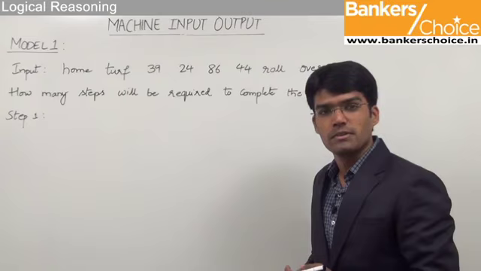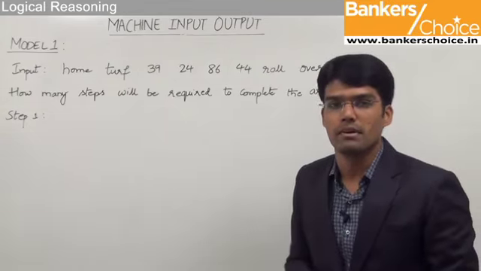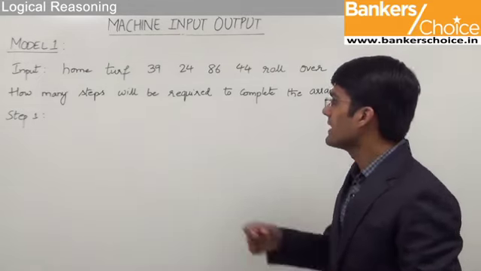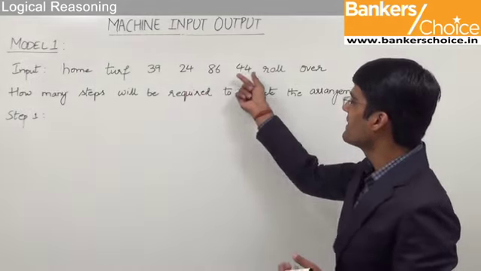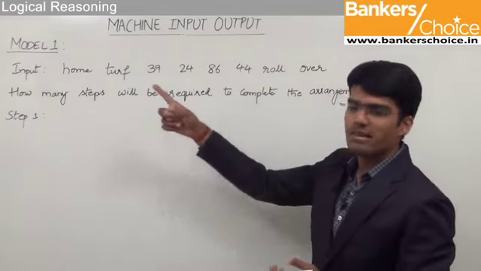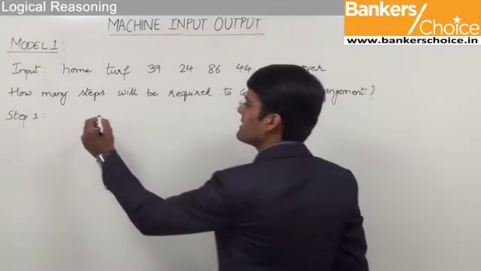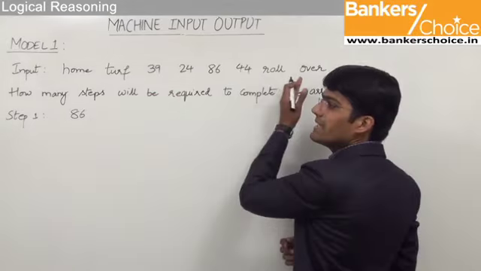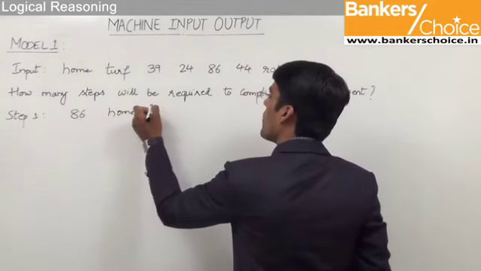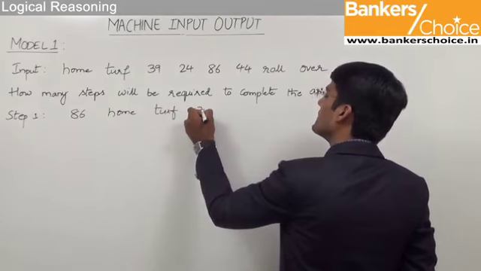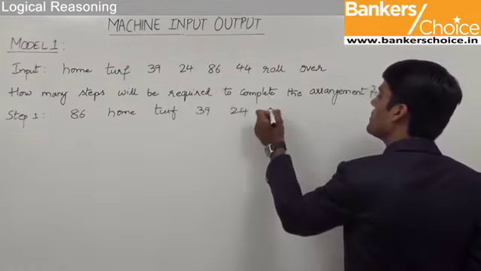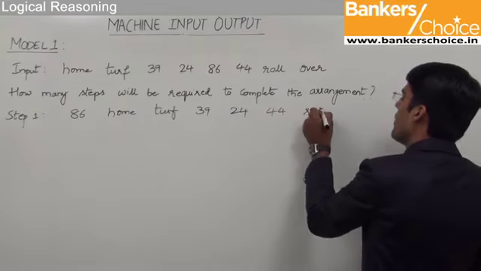We know that the first position should be occupied by a number, and that number has to be the highest number among the given numbers. That is 39, 24, 86 and 44. And as we know that 86 is the highest, let us take 86 to the first position. So 86 takes the first place and remaining elements are simply pushed aside. So now the second position would be home, followed by turf, 39, 24. As 86 has already moved there, we can continue with 44, roll over.